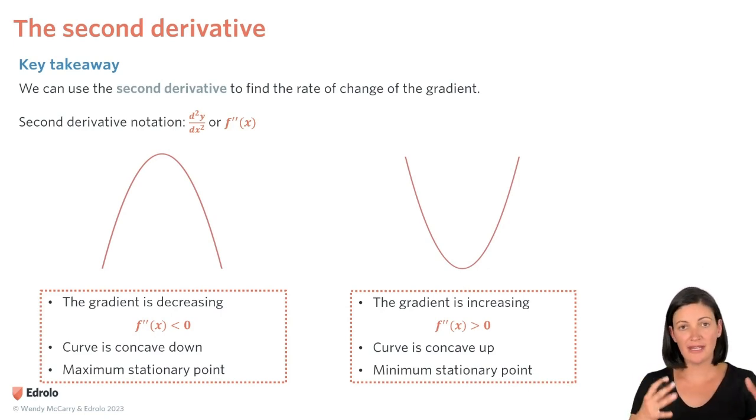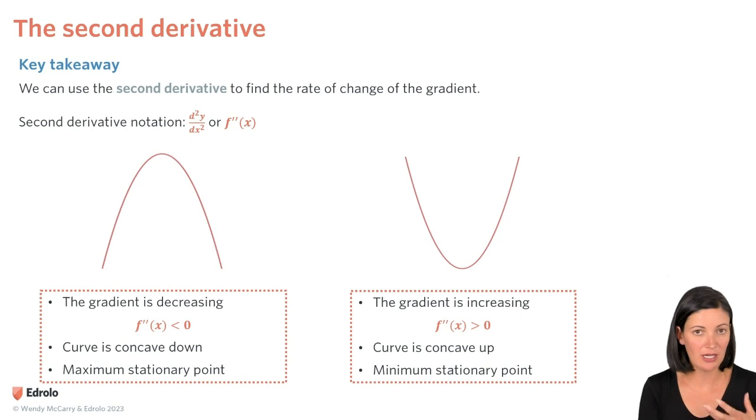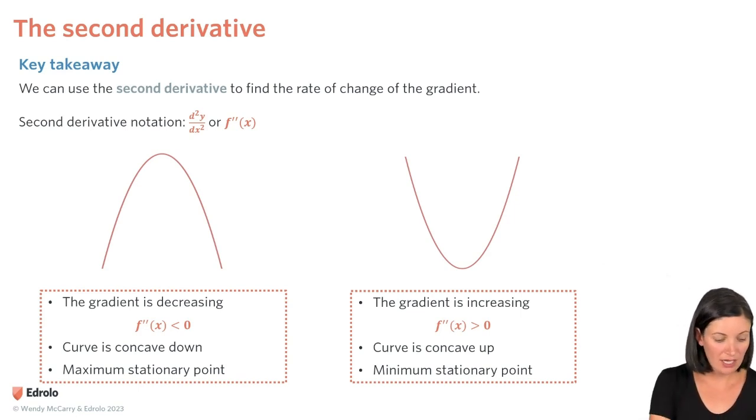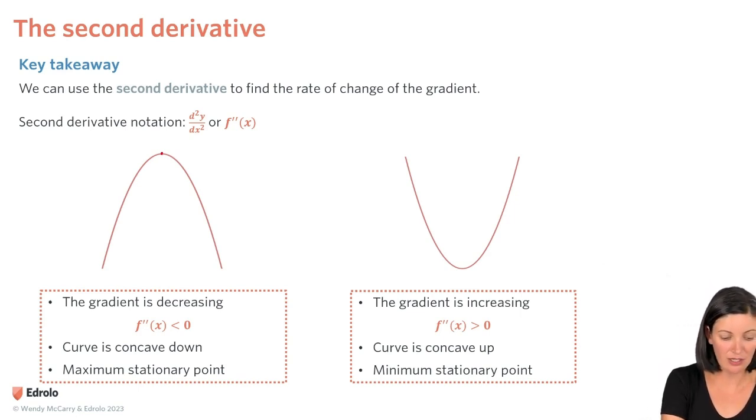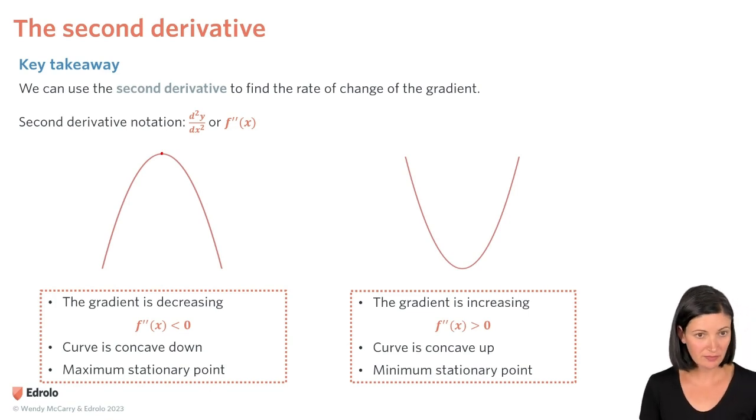Okay? So the second derivative, we just calculate it by finding the derivative of the derivative. So we just do the same process twice, basically, to find the second derivative. And we have some rules here, and I'm going to explain where they come from. So if we look at this first diagram here, we've got a maximum stationary point. We can see that visually.